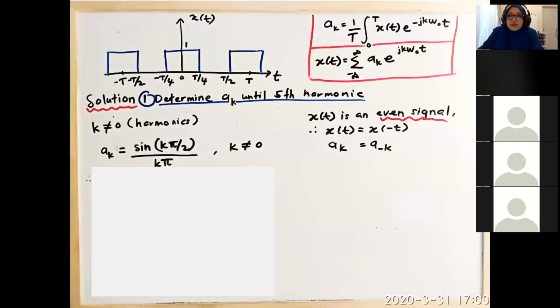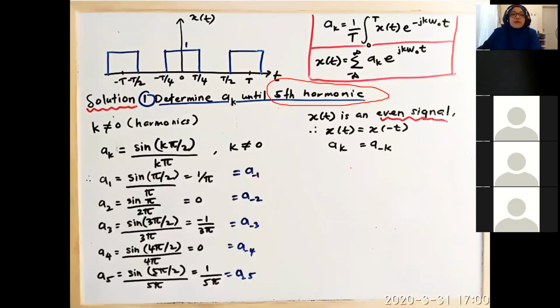After this it's just about calculating the value for a_k. For this question I asked you to calculate until the fifth harmonic. That means from a_0, a_1, a_minus 1, a_2, a_minus 2, a_3, a_minus 3, a_4, a_minus 4, and a_5, a_minus 5. Based on that, we are going to calculate the a_k value. This is for k not equal to 0; a_0 we already discussed just now. So for a_1, substitute k as 1, and you get 1 over pi.